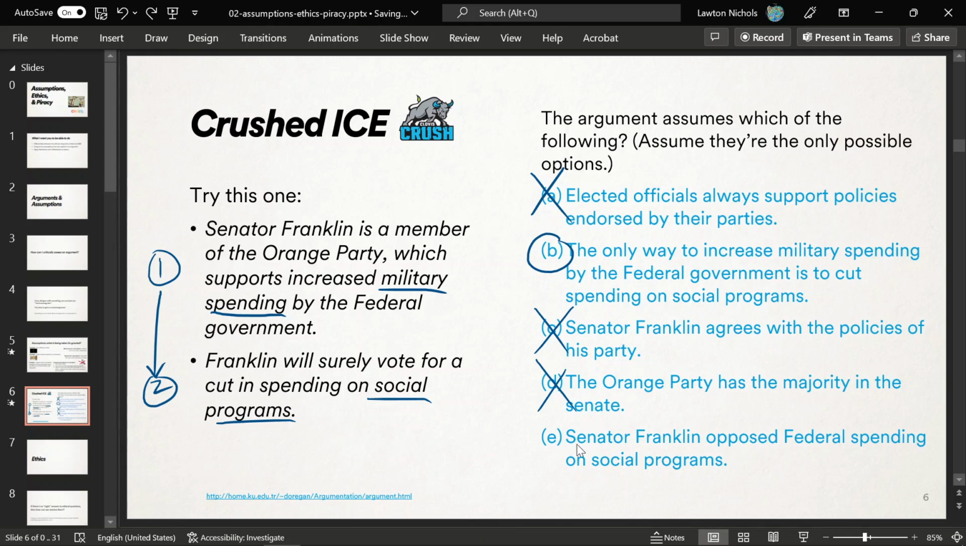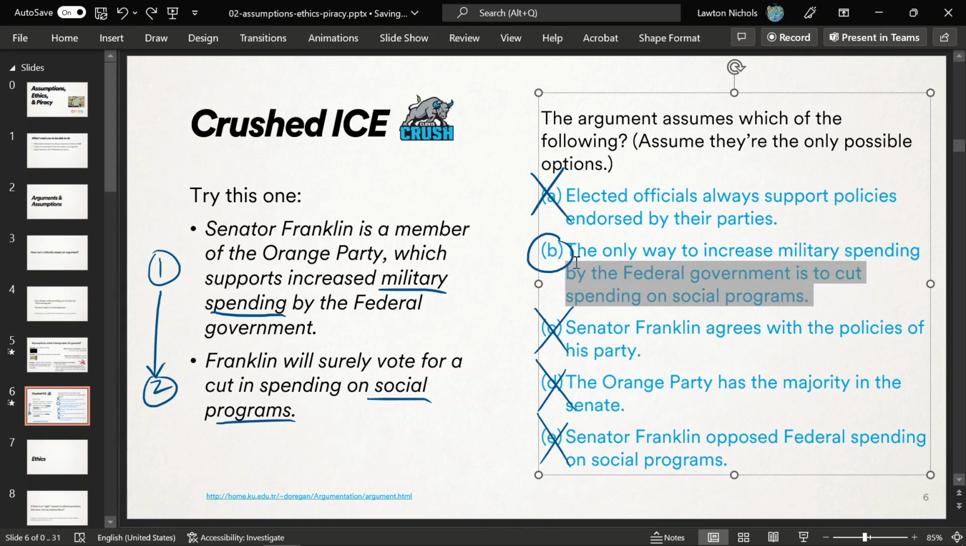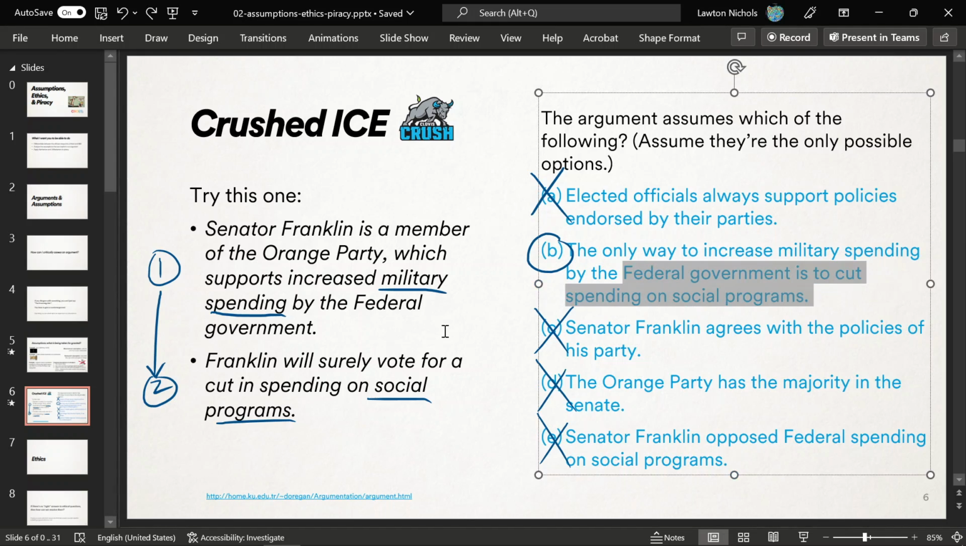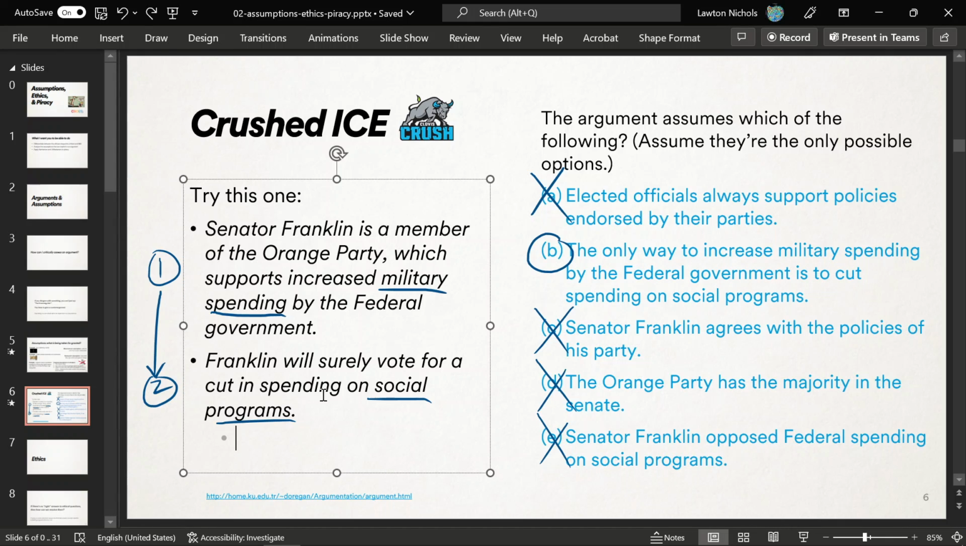It does not link those two sentences. Why would you give me two sentences when you could have just told me this? Why would you tell me about military spending? And I think that should help us figure out why B is the answer if we weren't yet convinced. The only way to increase military spending by the federal government, because that's what Senator Franklin wants, because he's a part of that party, then we should be cutting spending on social programs to achieve that. That's the only possible answer because it's the only thing that links these two bullets.